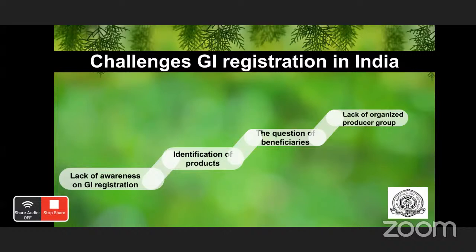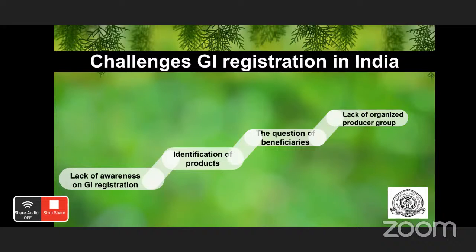So we should create awareness on GI registration. Then only we can get the benefit. Then only our consumers will be ready to pay a premium price for it. Then only our producers will be benefited. Identification of products is very, very important because we have so many products, but we do not know what their uniqueness is, whether the uniqueness is due to the place of production or not.